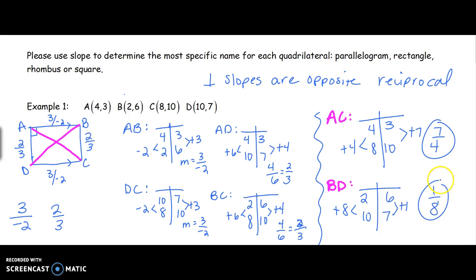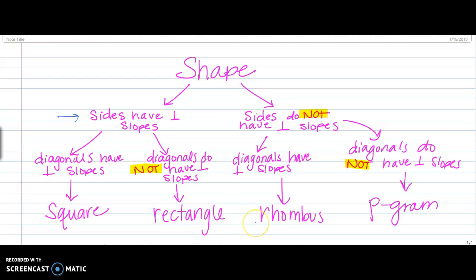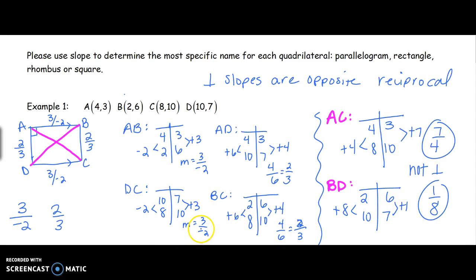If you look at these two slopes, they are not perpendicular. So if we go back to our chart, we said our sides had perpendicular slopes because they were opposite reciprocal, but our diagonals do not have perpendicular slopes. Therefore, the shape that we have is a rectangle. So this is a rectangle.